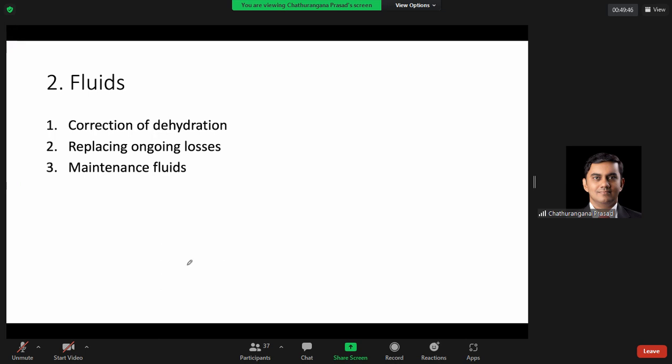Once you correct the dehydration, the diarrhea is going to continue, right? We will never prescribe medications to stop diarrhea. So whenever the child has diarrheal losses, you need to replace that volume.